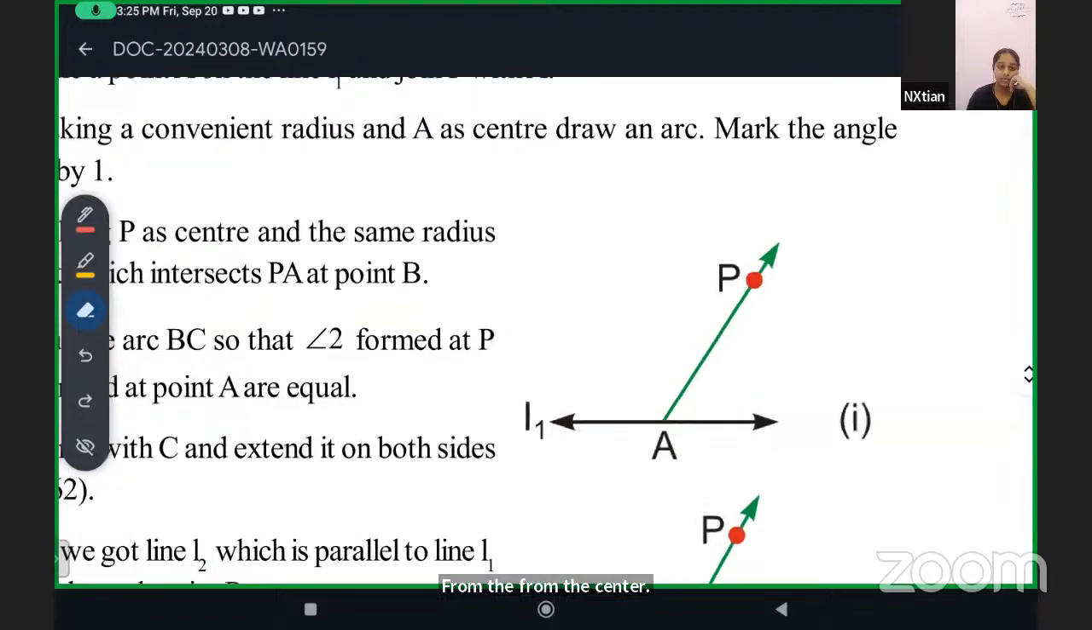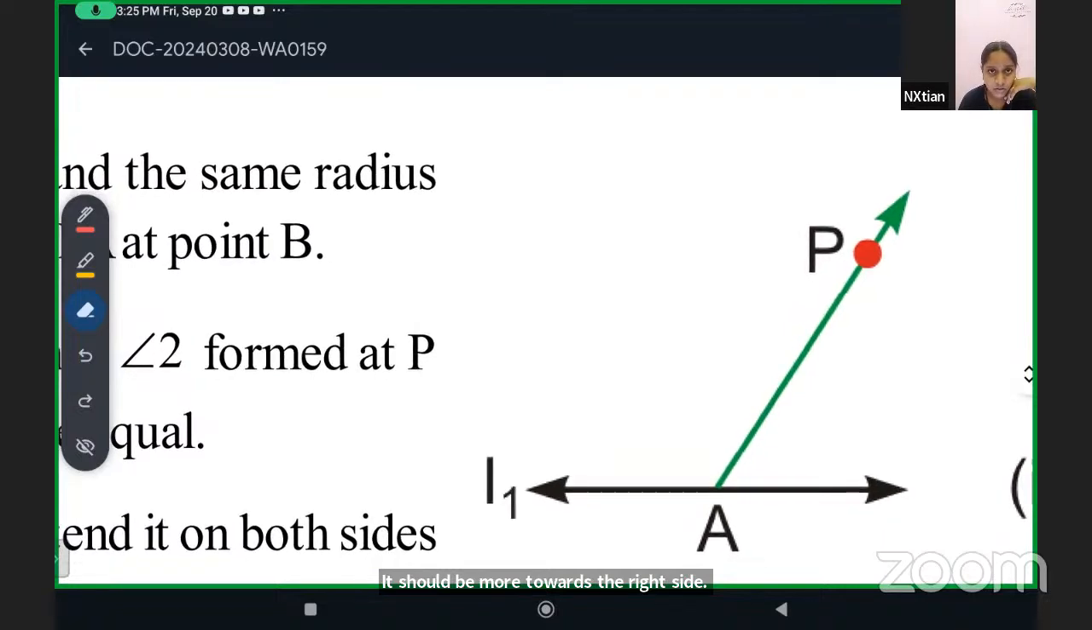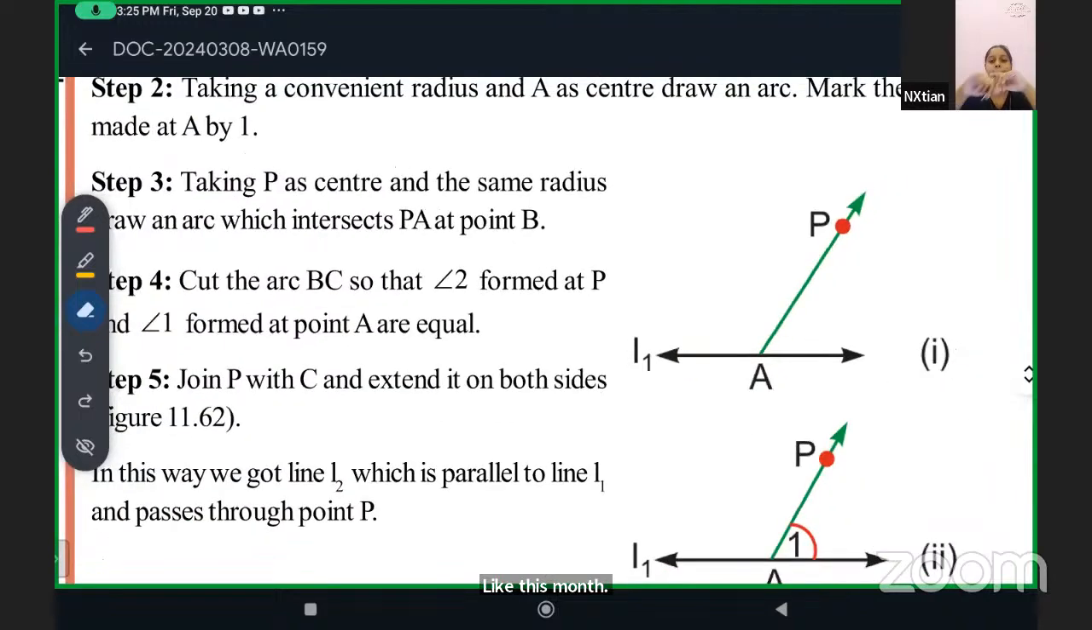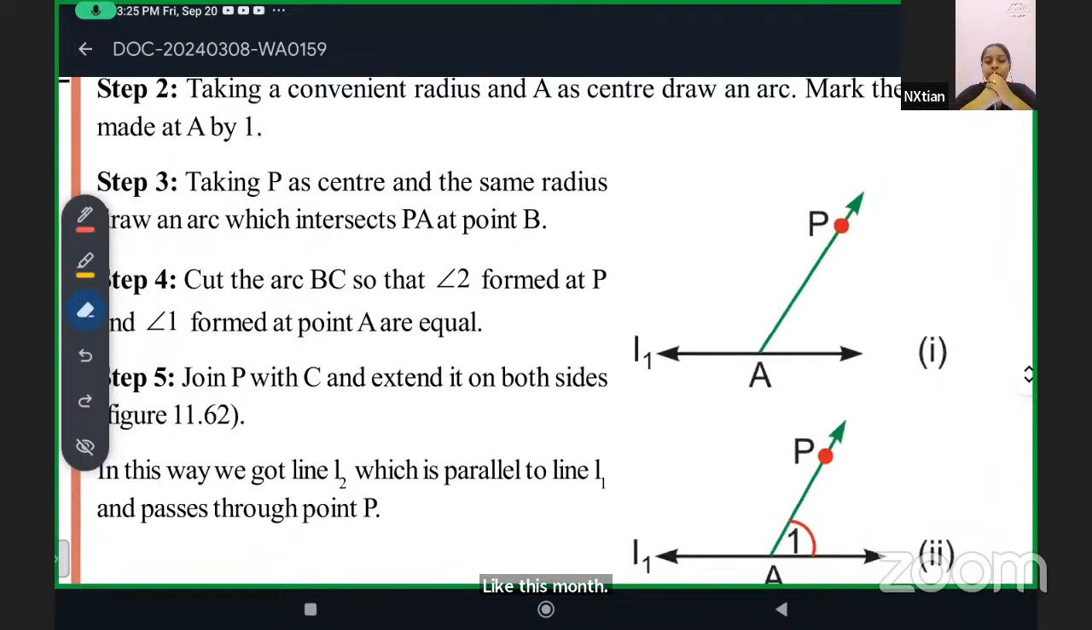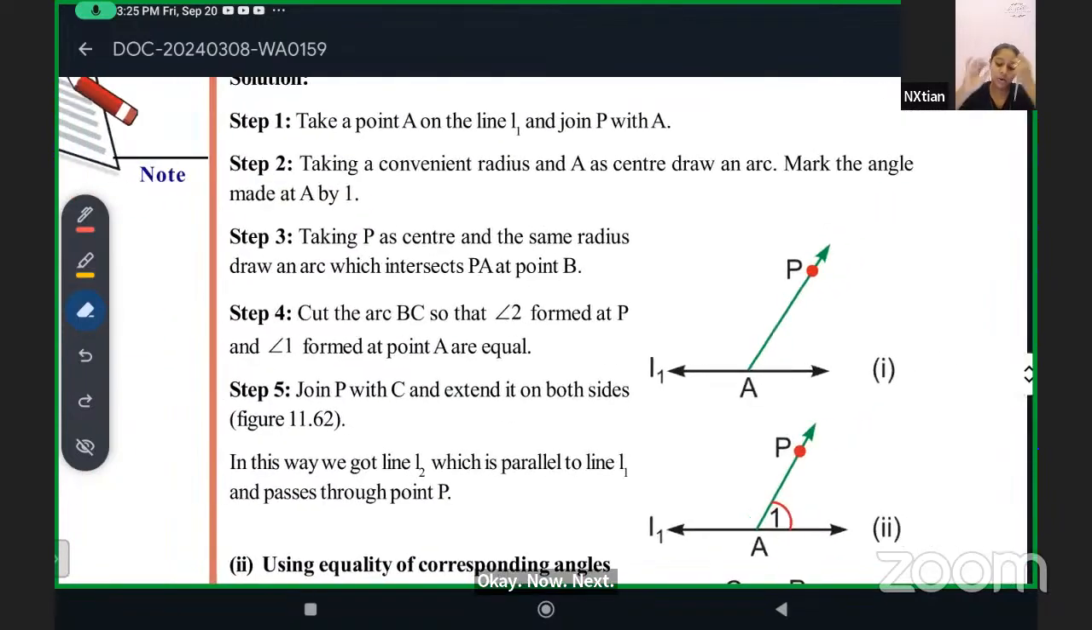Like this, ma'am. Yes. Now, next thing, mark a point A on L1. You can take it in the center or near the center. Ma'am, anywhere near the center? Anywhere, but it should be near the center. Okay, ma'am.